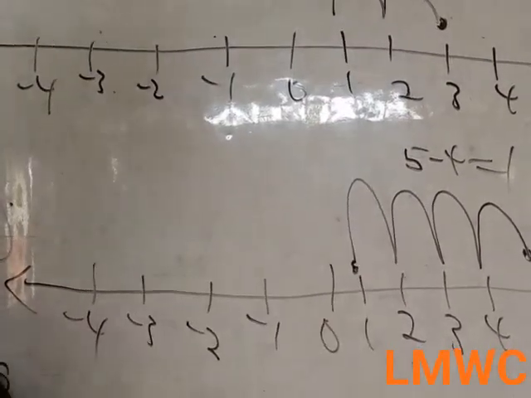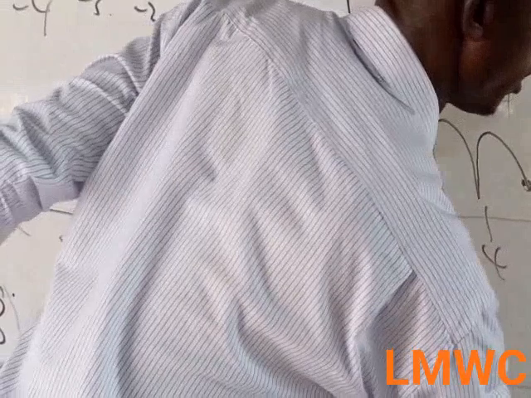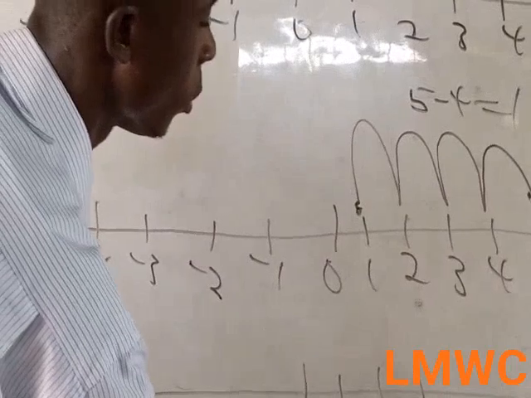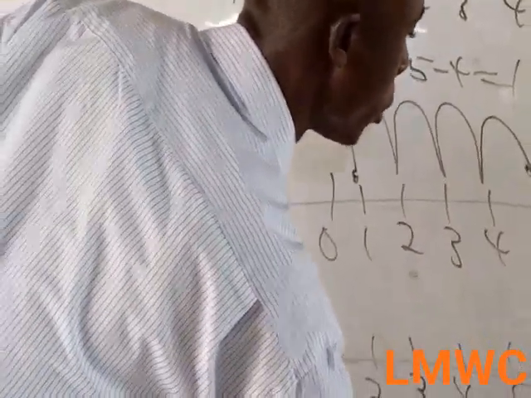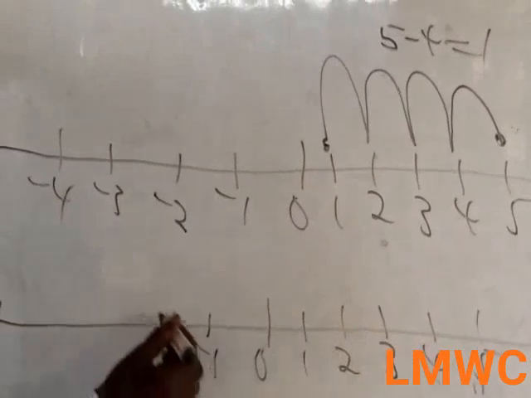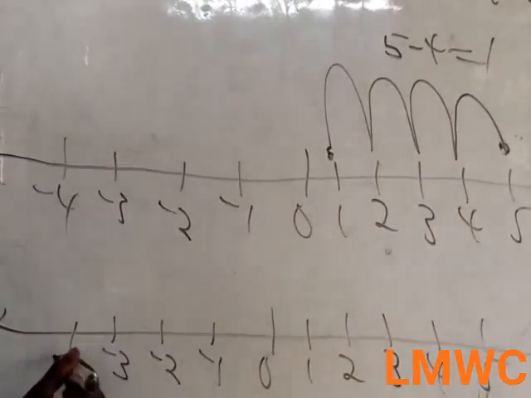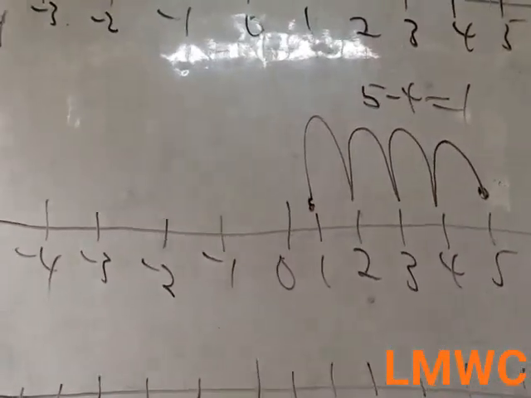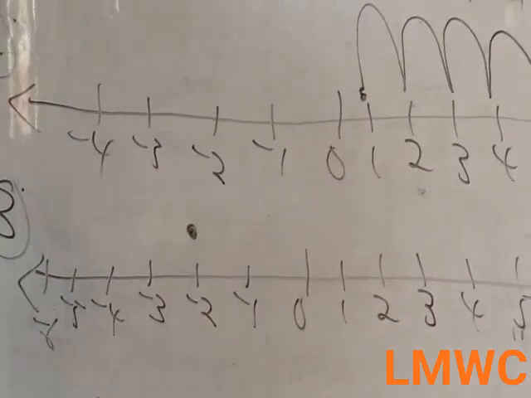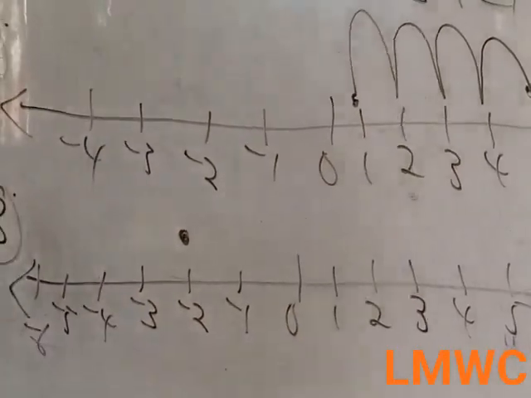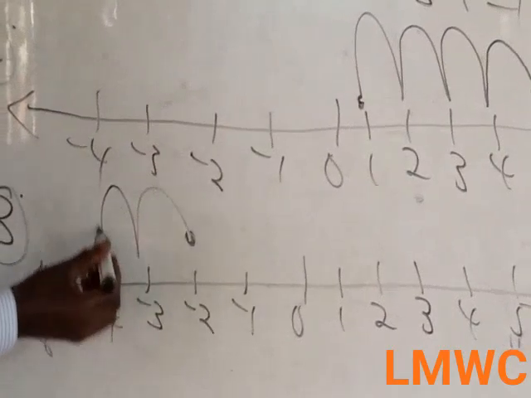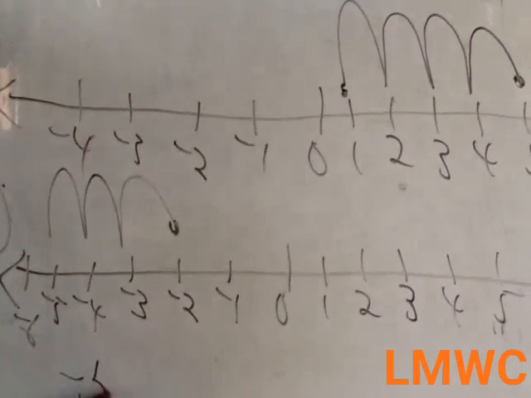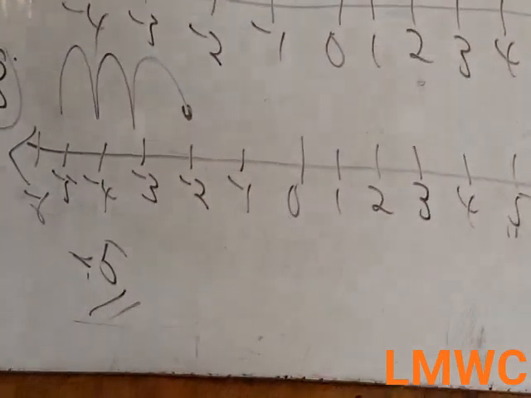The last example. We have 1, 2, 3, 4, 5, 6, 7, neg 1, neg 2, neg 3, neg 4, neg 5, and neg 6. What is our first value? Our first value is negative 2. You locate it on it. We are subtracting 3. You count 1, 2, 3. This means negative 2 minus 3, we are getting negative 5. You can add and see. So this is our answer.